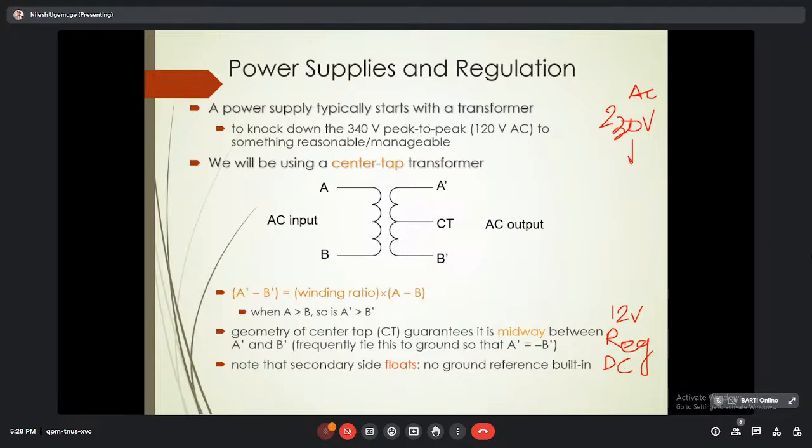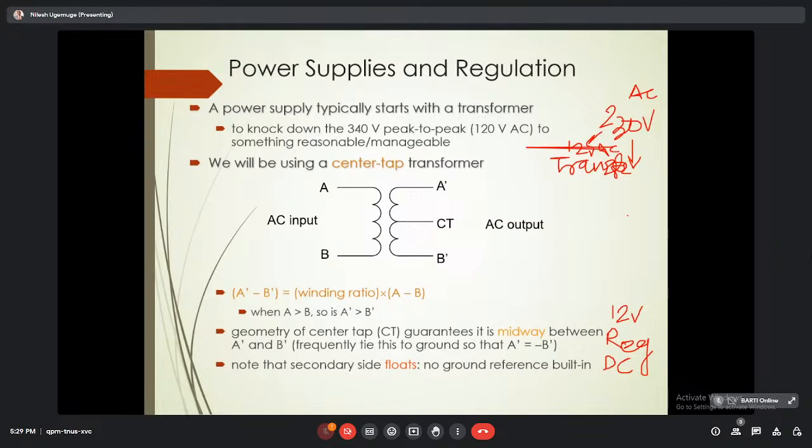So the first function can be done by the transformer. Who will do the first job? Transformer. So what is the function of the transformer? The transformer can convert this 230 volt AC to 12 volt AC. That is our requirement, but not DC.